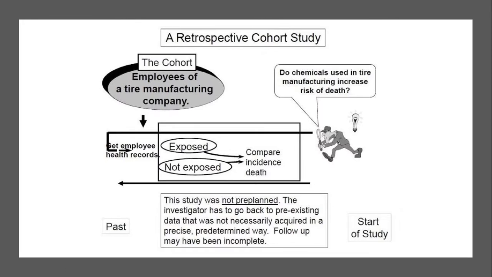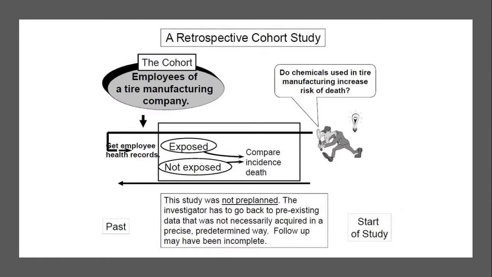A retrospective cohort study is essentially following the same cohort of people, but you're looking at them retrospectively, back in time. In these cases, the study was not pre-planned, but the investigator has to go back to the pre-existing data that was not necessarily acquired in a precise, predetermined way, and follow-up may have been incomplete.